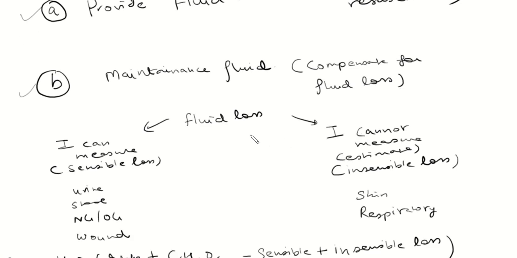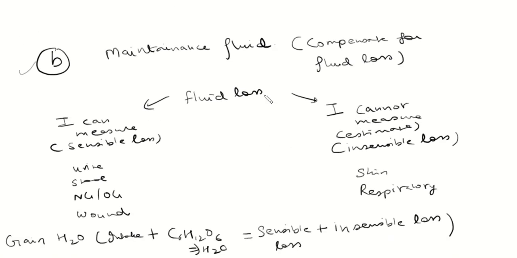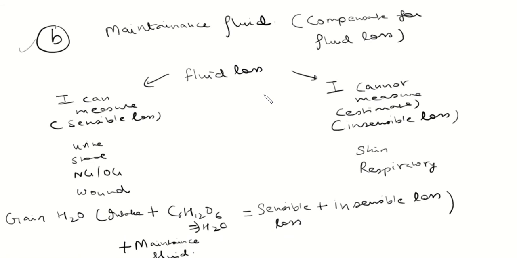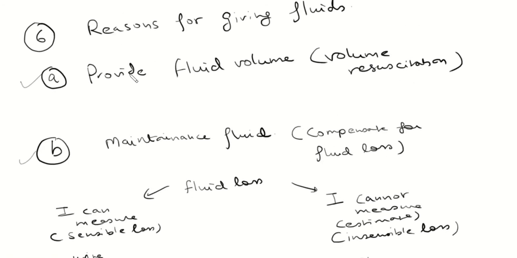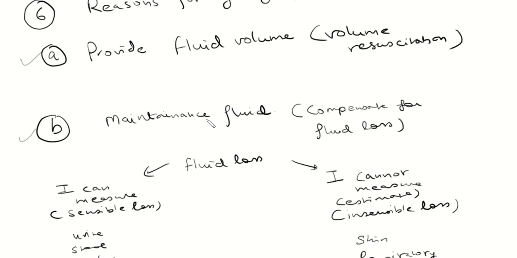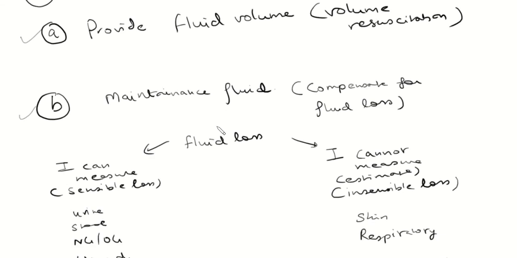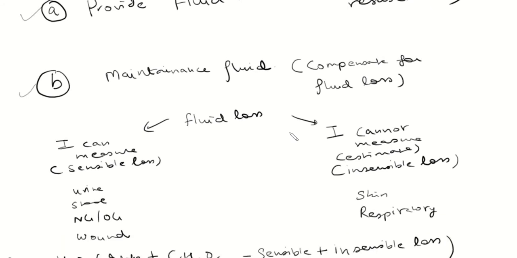So essentially, what is that? Fluid loss is loss that you have in your ECF compartment. And it's not a big loss where it needs to be covered in a very small period of time, like we do with volume resuscitation. So the difference is, with maintenance, you give fluid over a longer period of time. With volume resuscitation, you give lots of fluid over a shorter period of time, and you correct big deficits in a shorter period of time. And with maintenance, you're making sure they don't lose stuff over a longer period of time.